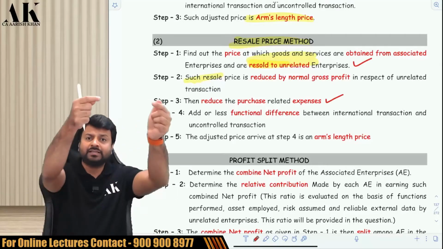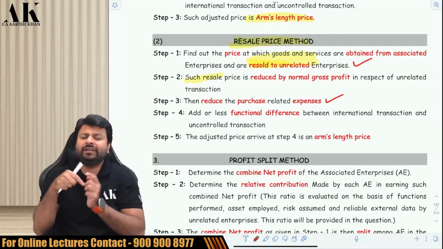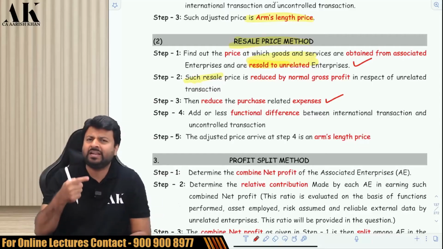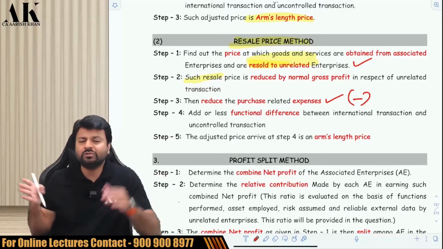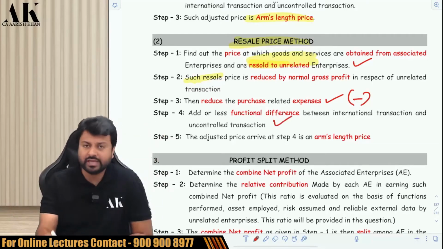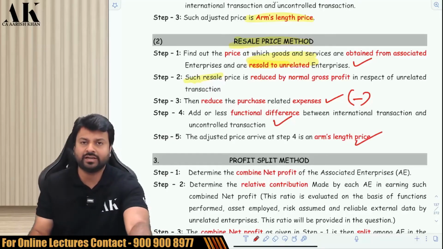Third, if you are purchasing from an associate enterprise, you might have incurred some purchase-related expenses like freight or customs duty, then you reduce that also from your cost. Then you reduce the functional differences between the two, and after that you will get what? Your arm's length price. Check it please.